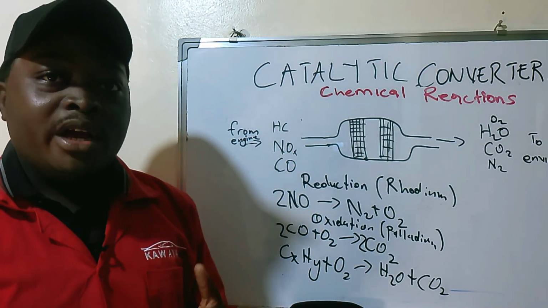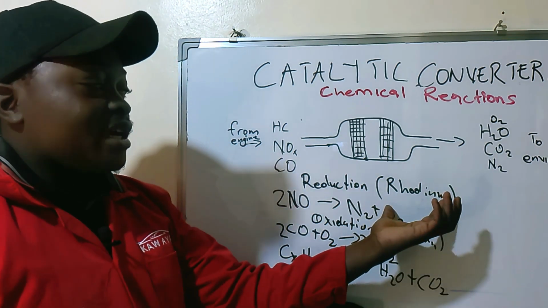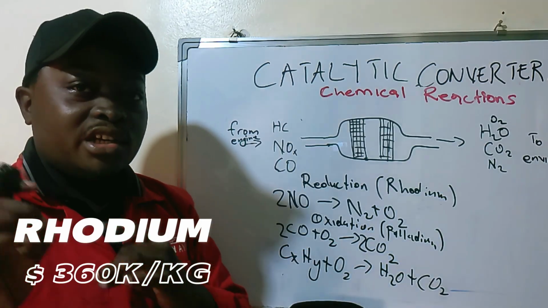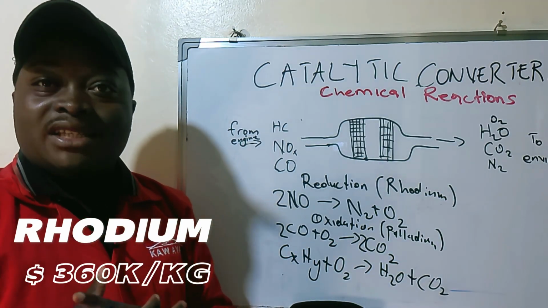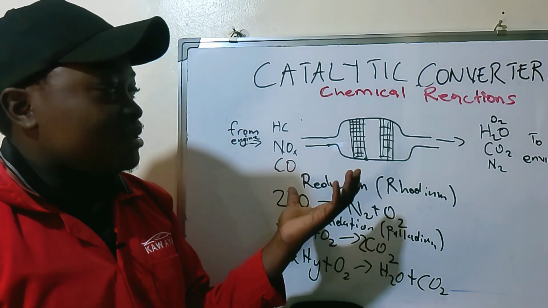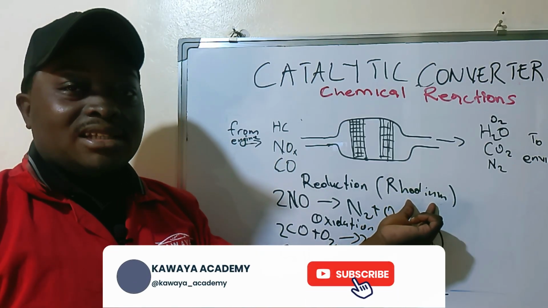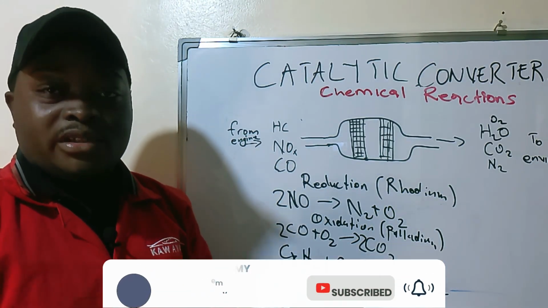So the reason why people are stealing catalytic converters is because of the catalysts used during these reactions. For example, rhodium, which is a reducing catalyst, is very expensive and sometimes more expensive than gold on the black market. So people usually steal these catalytic converters to extract these catalysts to go and sell them for thousands of dollars.